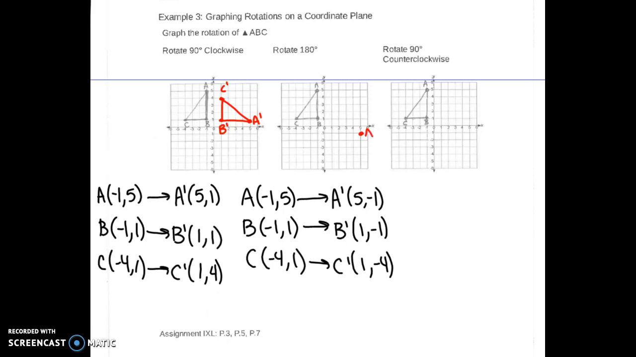5, negative 1 is our A prime. 1, negative 1 is our B prime. And 1, negative 4 is our C prime. So that's if we were to turn it twice. That's 180 degrees. And the last one, let's get our points. Negative 1, 5. Negative 1, 1. And negative 4, 1.